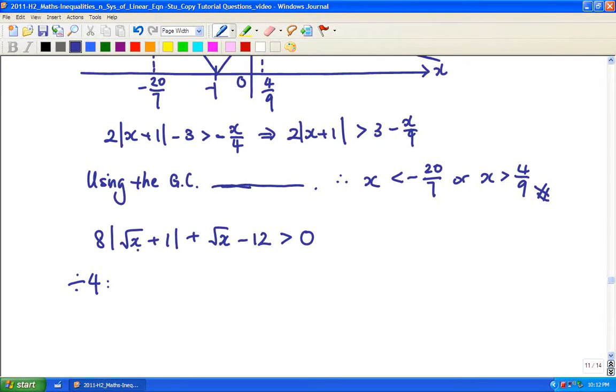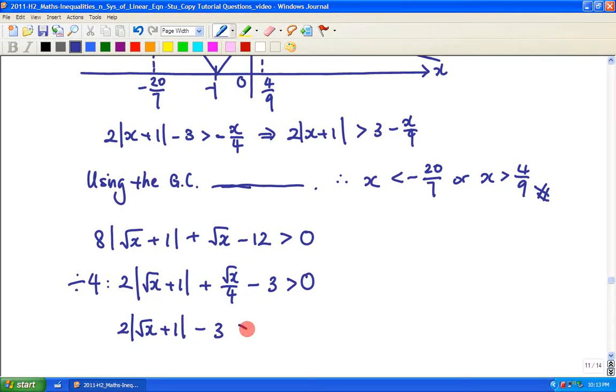Because I have a 2 times modulus x plus 1, I'll try to get a 2 times modulus of square root of x plus 1 here. So I have 2 multiplied by modulus of square root of x plus 1, plus square root of x over 4, minus 3 is greater than 0. We can manipulate further to get this inequality. You realize that inequality number 2 here, which I'm labeling now, is very similar to inequality number 1 as shown here.